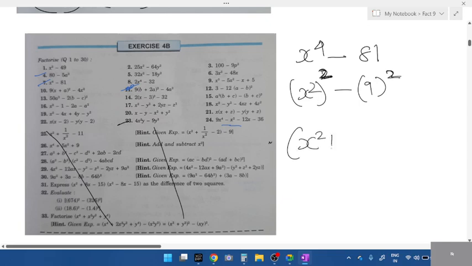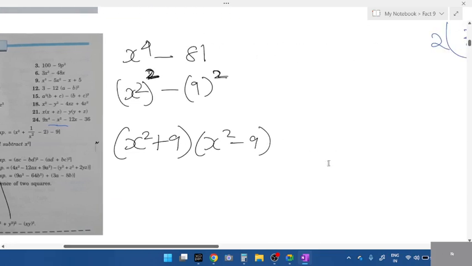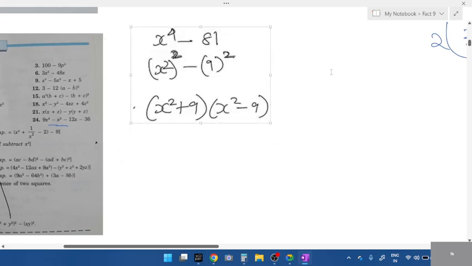x square plus 9, and is this the final answer? No. Think. We can factorize once more. One more one.